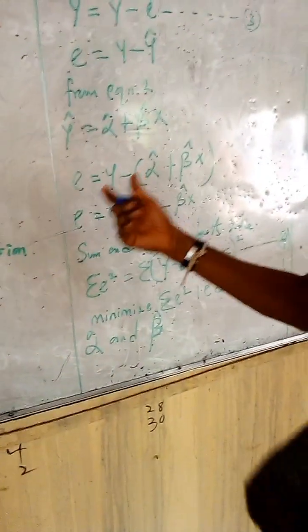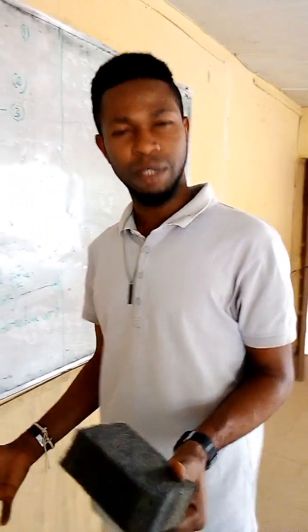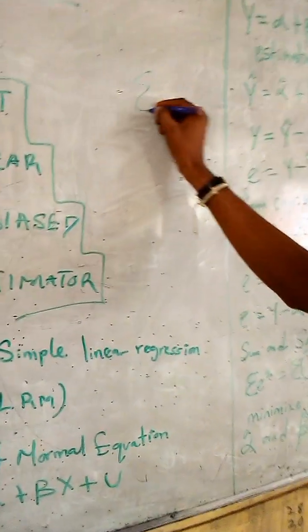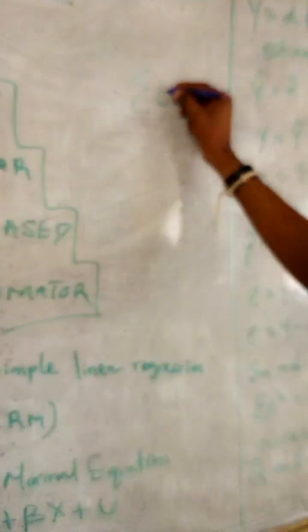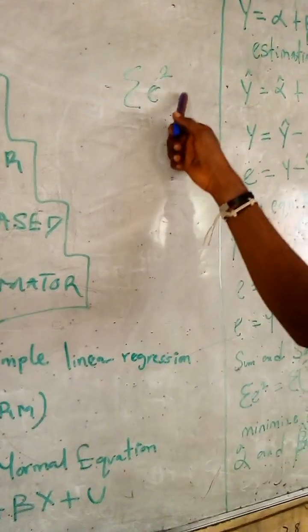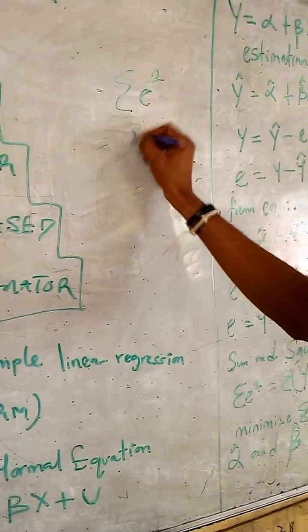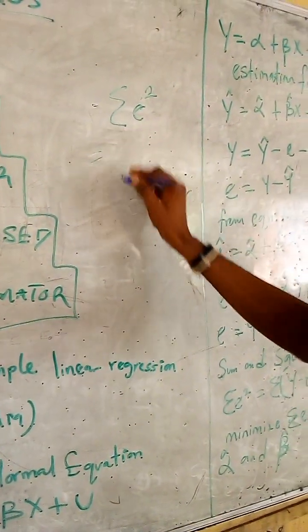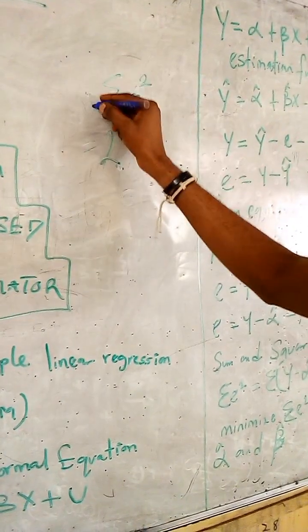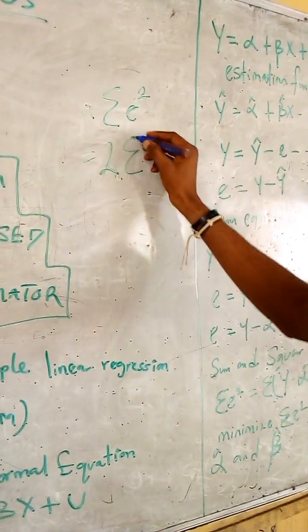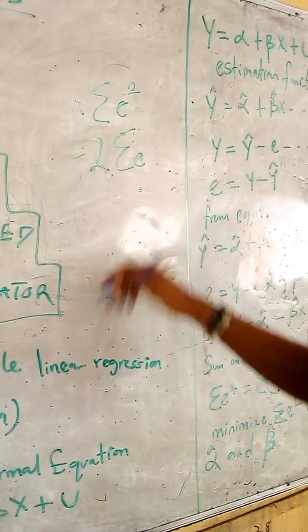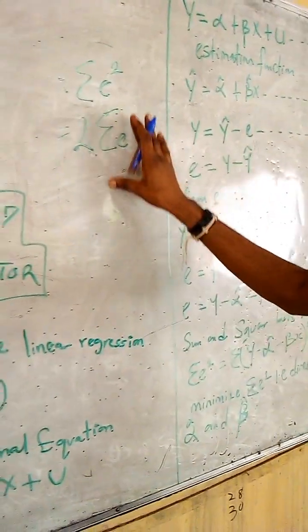Remember why we are trying to do minimum. How do you minimize? For instance, now you have summation E squared. If you want to minimize this, it becomes 2, these two come here, 2 summation E. That's what you do, 2 summation E.